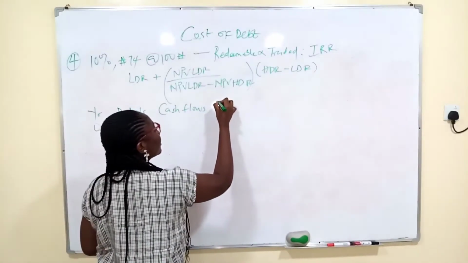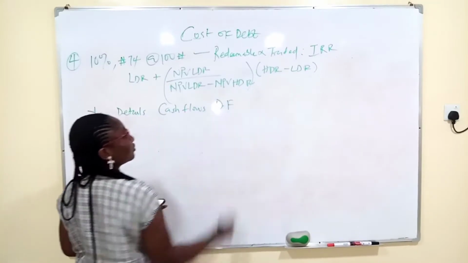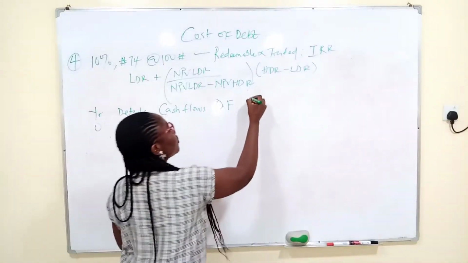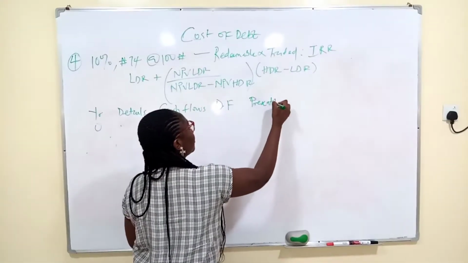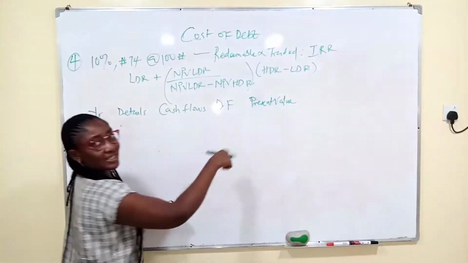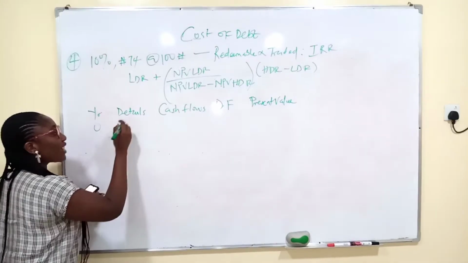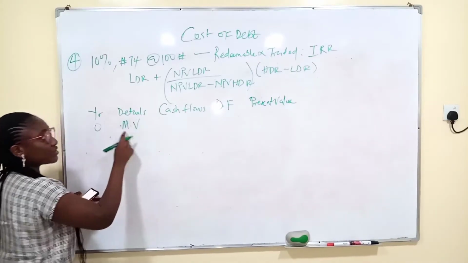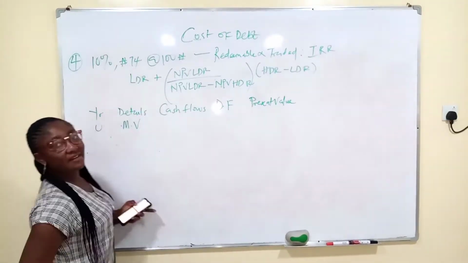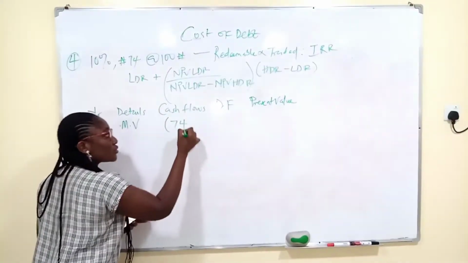Then write the discounting factor. You discount, then you get your present value. Okay? So in year 0, what's going to happen? The market value for the debt will be paid, which is how much? 74 naira. So 74 naira is coming out.